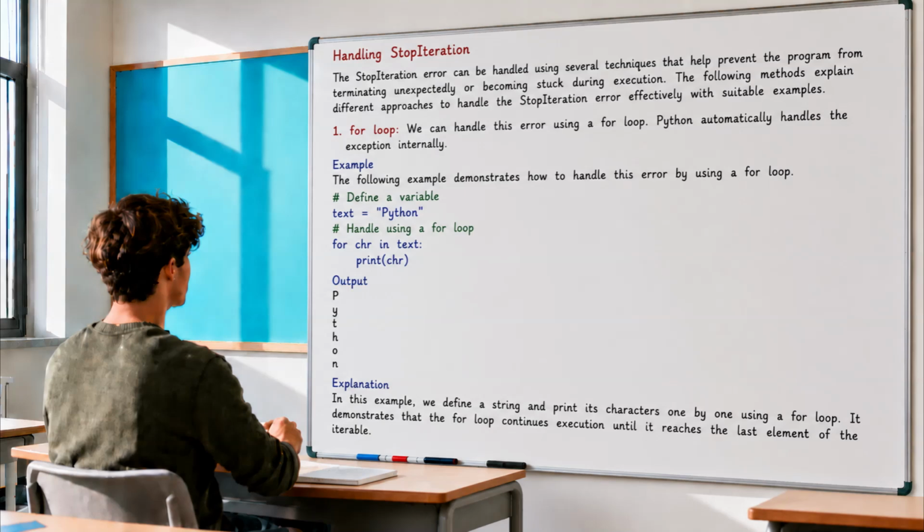Example. The following example demonstrates how to handle this error by using a for loop. # define a variable. text = "Python". # handle using a for loop. for chr in text: print(chr). Output: P, Y, T, H, O, N. Explanation. In this example, we define a string and print its characters one by one using a for loop. It demonstrates that the for loop continues execution until it reaches the last element of the iterable.